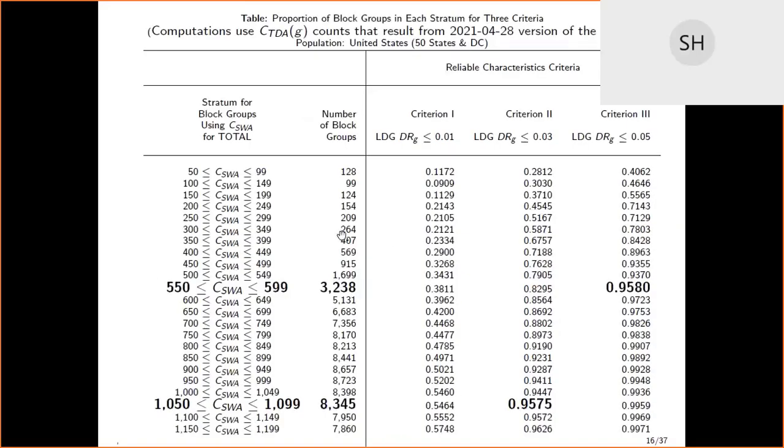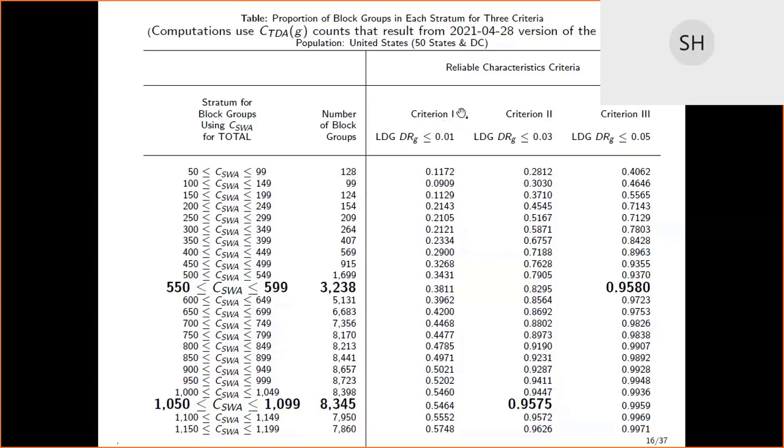So what did we do? Well, we took all of the block groups in the country. Actually, we don't look at all of them. We do not look at block groups that have a population less than 50 people, and we do not look at block groups necessarily with population greater than 2,500. So we're looking in between. In this first stratum, where the population is between 50 and 99, we happen to have 128 block groups.